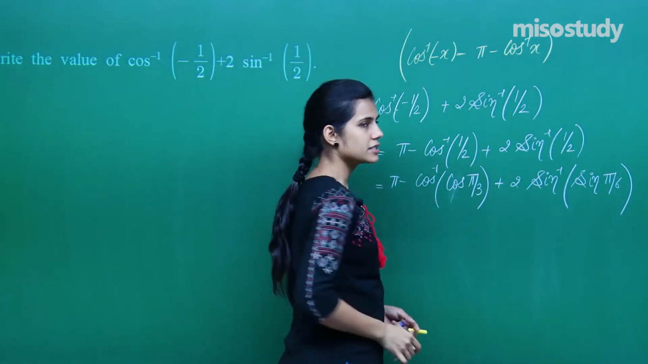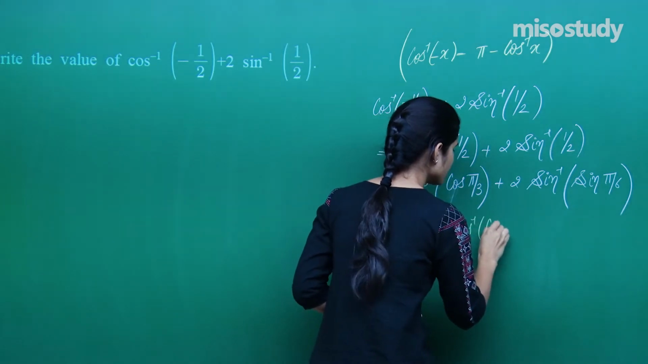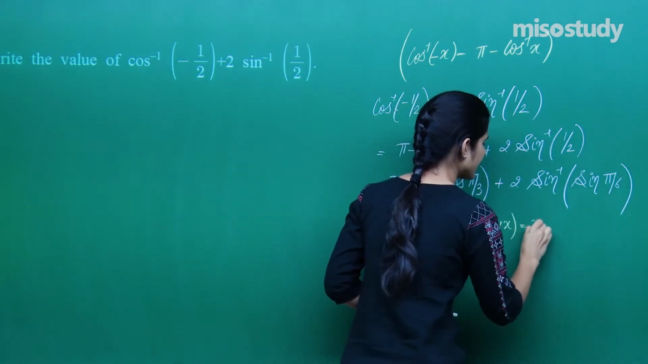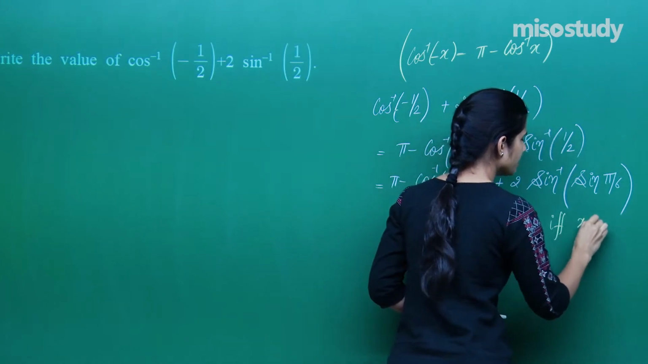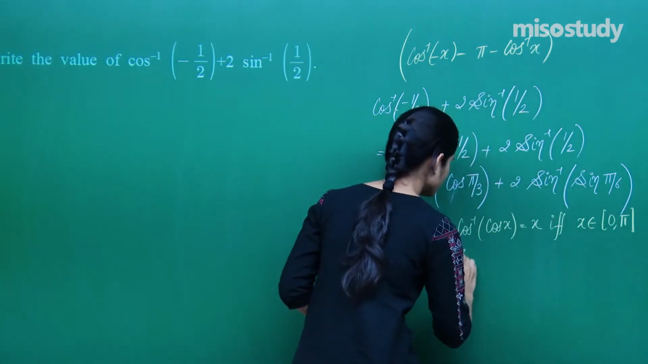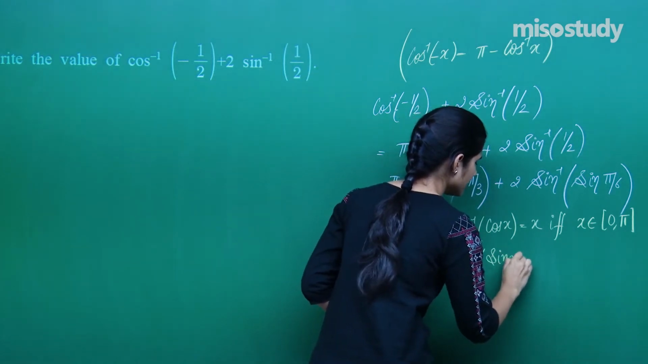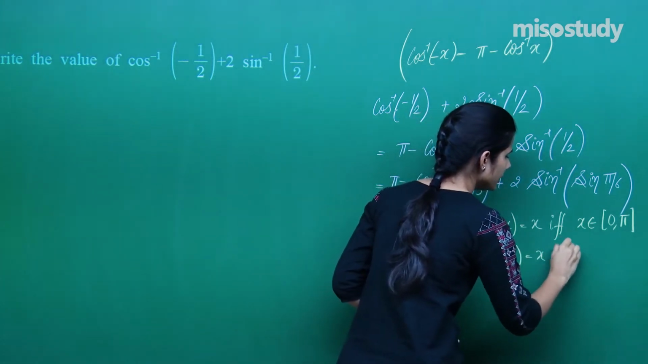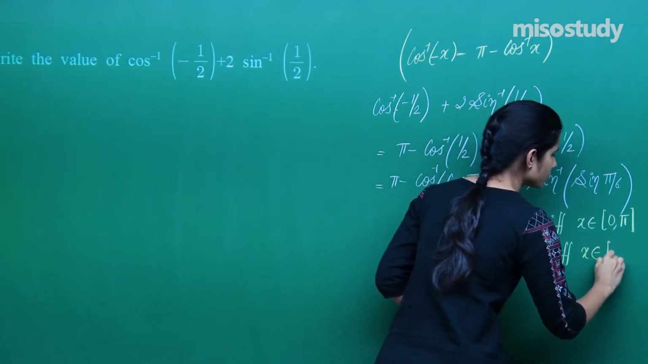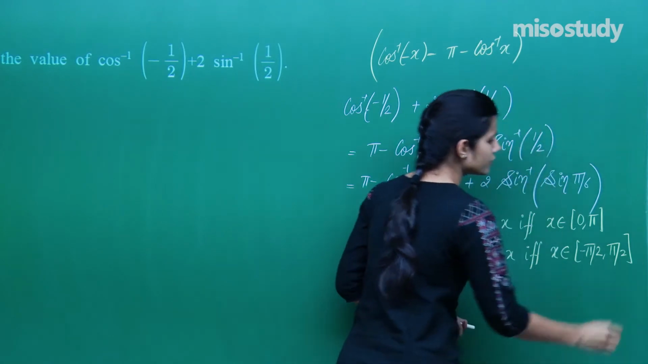This is cos inverse. Now you should know that cos inverse of cos x is x if and only if x belongs to 0 comma pi, and as I just told you, sine inverse of sine x is equal to x if and only if x belongs to minus pi by 2 to pi by 2, the restricted domain for sine inverse.